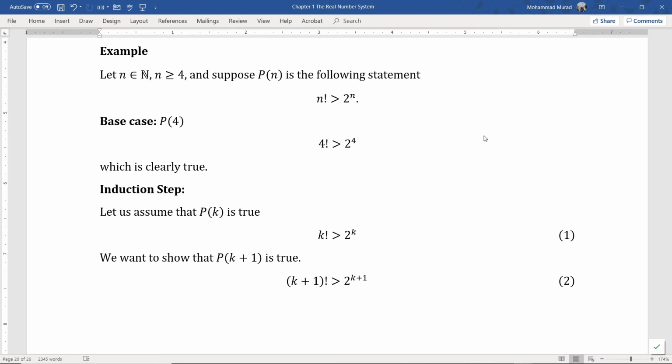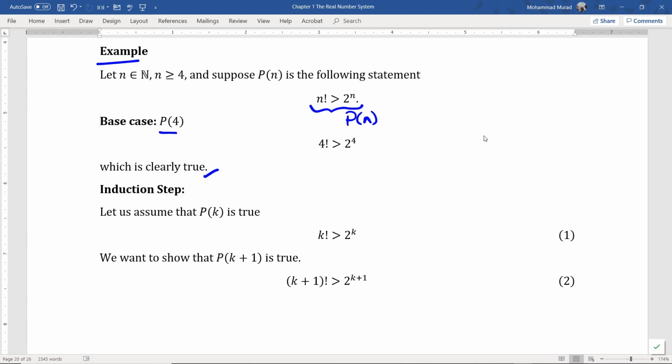Let's have a look at the example. So we have the statement P of n, which reads n factorial is larger than 2 to the n. So the base case is 4, P at 4, which gives 4 factorial larger than 2 to the 4, that is 24 larger than 16. And as we discussed, this is true.